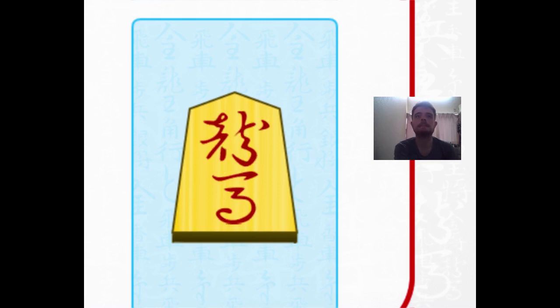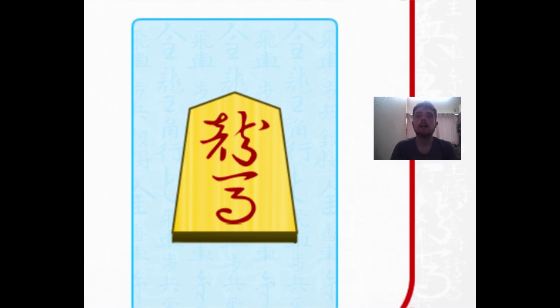A promoted rook, Ryuo. It gains the ability to move one square diagonally, in addition to the moves it already has. So it can move forwards, backwards, sideways, and one space diagonally, creating unlimited strategic possibilities. Pretty cool, huh? Alright, let's look at the next piece.